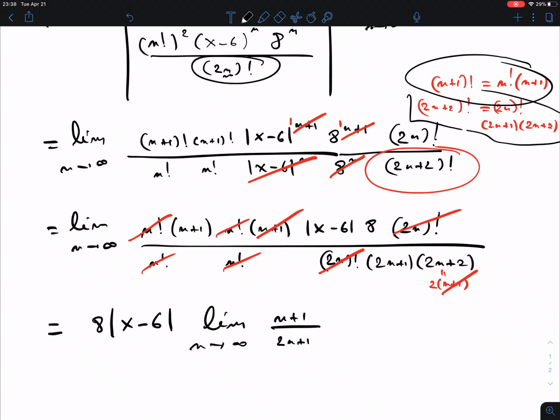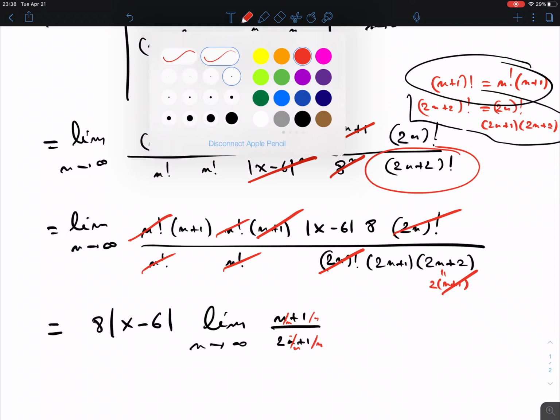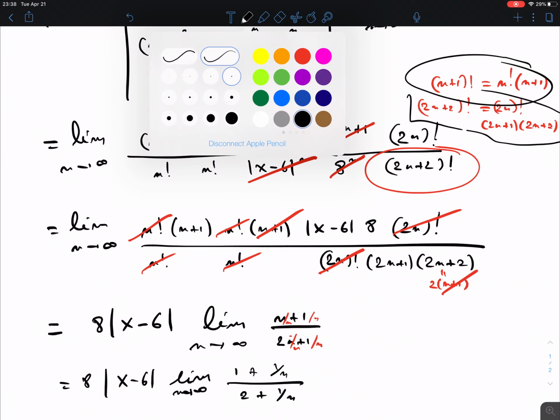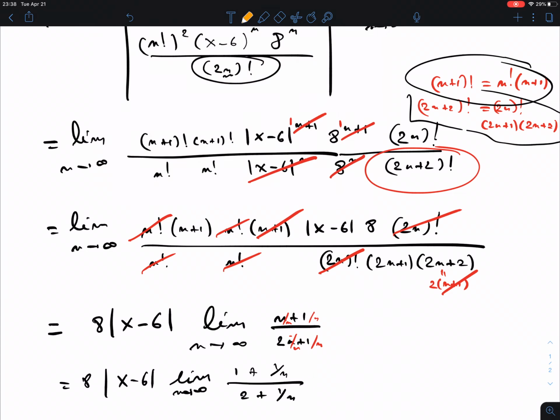Okay. Now this limit, again, very quickly, we divide everything by the highest degree term, which is n here, and so we get that this is 8x minus 6, limit for n going to infinity, (1 plus 1 over n) over (2 plus 1 over n). These reciprocals here are going to 0. And so finally I'm left with 8 times x minus 6 times 1, which I don't write.